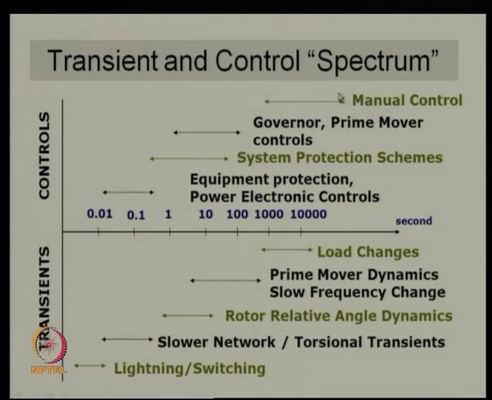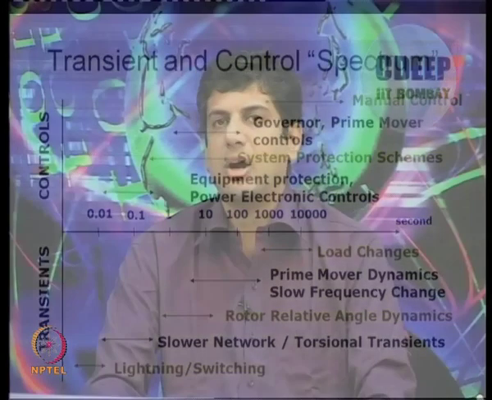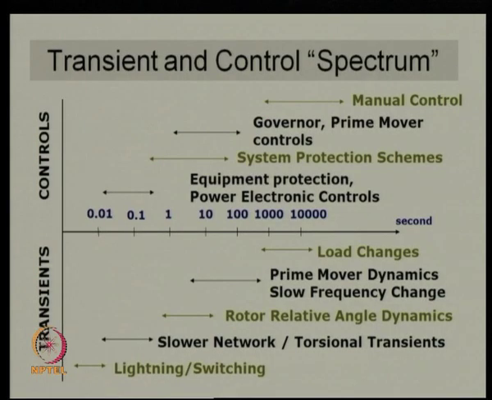You do have continuous monitoring of the system and manual control actions, but usually manual control actions are associated with changing the set points of various automatic regulators in the system, as well as, in some unusual cases, you may even want to actuate your protection systems manually. So, manual controls are of course much, much slower, and they can take a longer time.